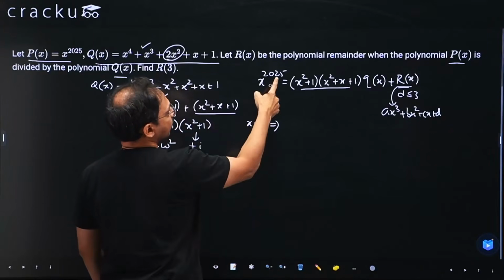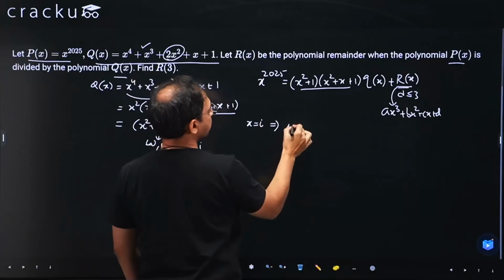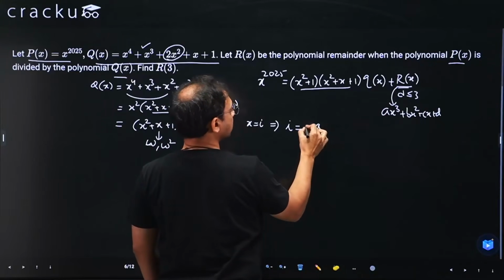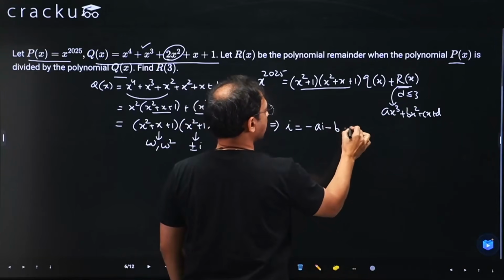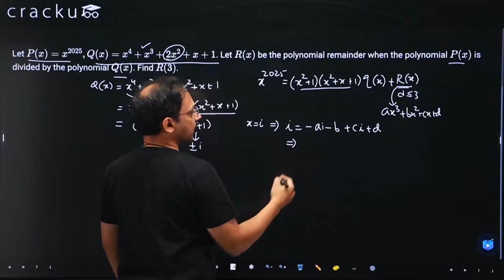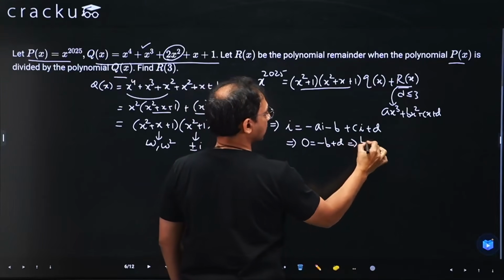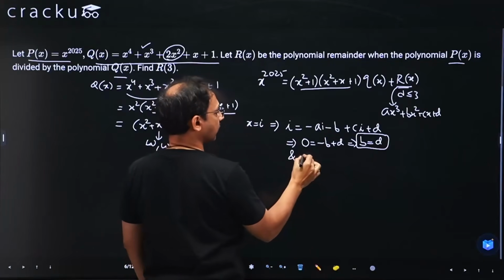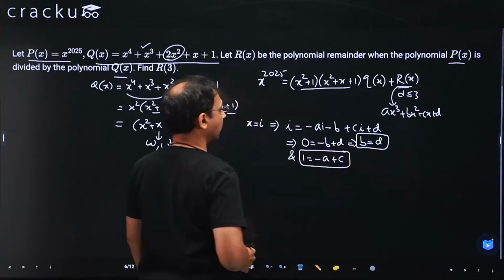I have i power 4 is 1. 2025 is congruent to 1 modulo 4, so this will be i. This will be 0. And from there I get a into i cube, which is minus i, plus b i square, which is minus b, plus ci plus d. Compare the real parts. 0 is equal to minus b plus d. So I got b is equal to d. Compare the imaginary parts. 1 is equal to minus a plus c. So I have two relations here.